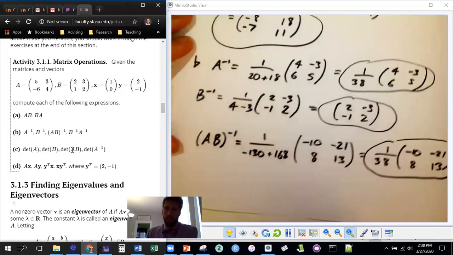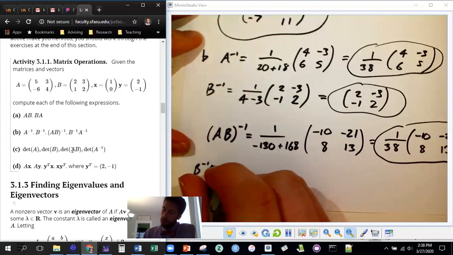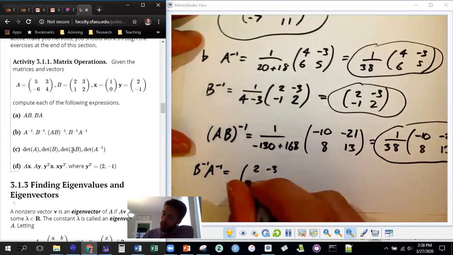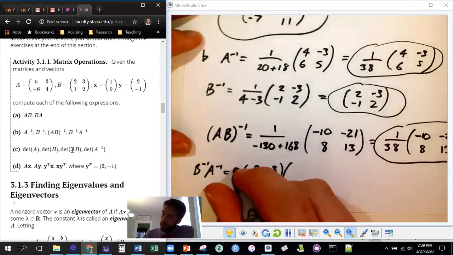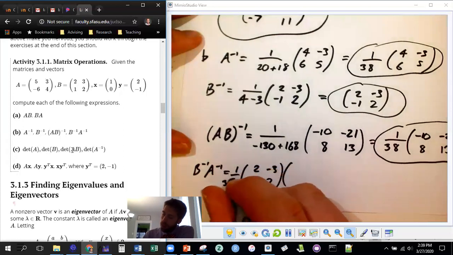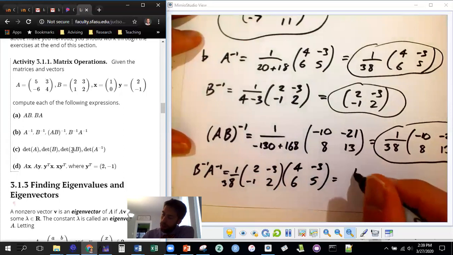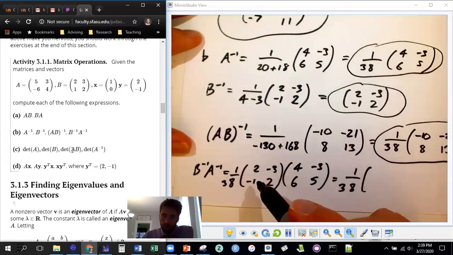All right, do I have room to fit the last part? B inverse times A inverse? I think I do. So B inverse is 2, negative 3, negative 1, 2, times, I'll move the fraction out front, times 4, negative 3, 6, 5. Remember, don't forget that fraction. And then row times column. I'm just going to do some of the arithmetic in my head now. Hopefully we don't mess this up.